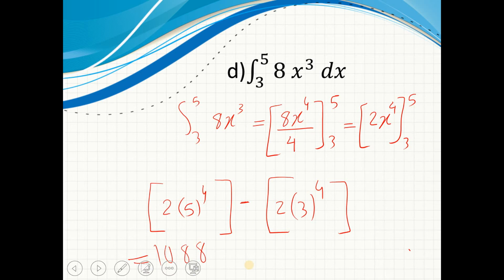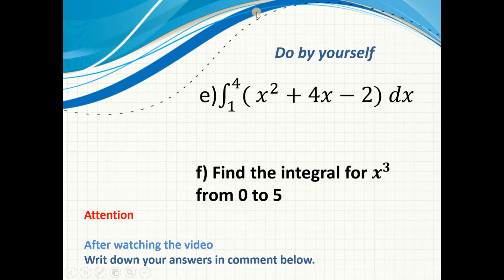Next one, exercise number E and F. Please do exercises E and F by yourself and write down your answers in the comments, because it's a bonus of 5. Good luck, Grade 12. Watch the video again and again. I hope you understand our lesson and solve the two exercises, E and F. Don't forget to write your answer in the comments because there is a 5 marks bonus.